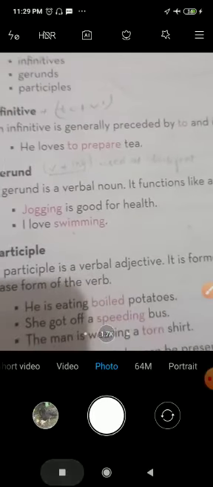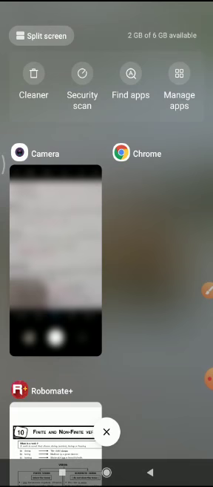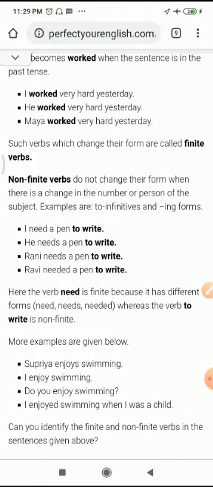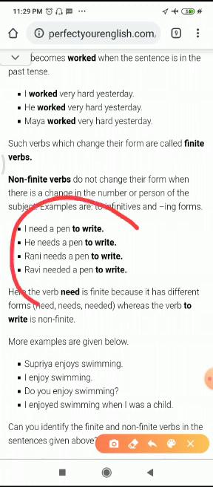Now come to the point: how can we find out a non-finite verb? Children, look at the example. I need a pen to write. Okay, you can see here. Understood? Okay.